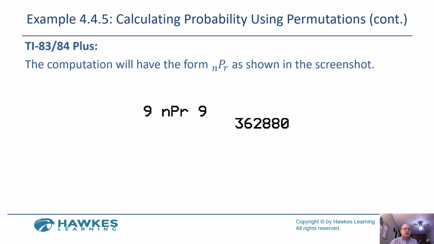There's your selection, 9 players to choose from. You're putting all 9 in the batting order. Since the order matters, there's your permutation. And when you hit enter, 362,880.